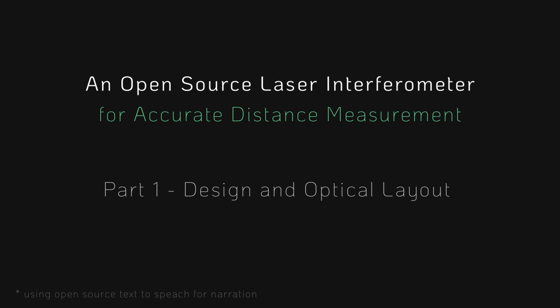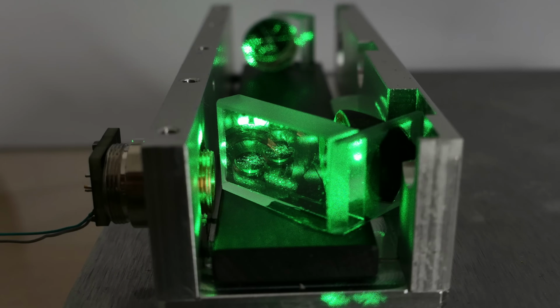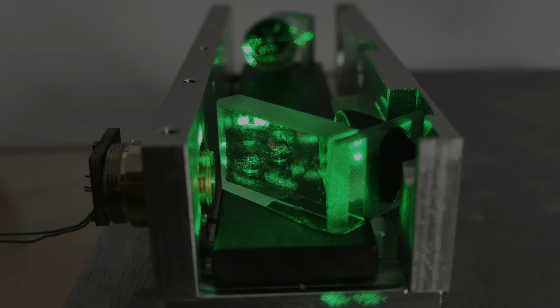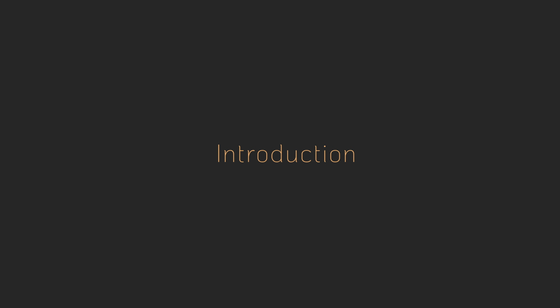This video is the first part about an open-source interferometer project for accurate distance measurements. It primarily covers the design, optical layout, and a little bit of theoretical background, but you will also see some laser interference action of a real prototype at the end of the video. I will start with a short introduction on the subject, which you can skip if you know about interferometers.